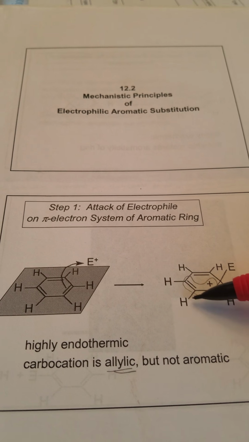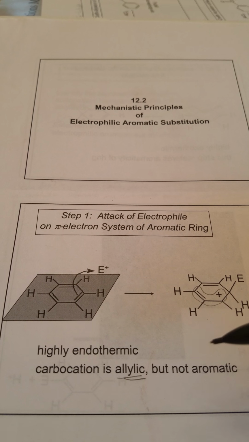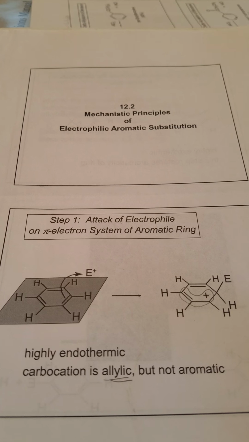So it does reduce the stability of the benzene ring because it reduces the number of carbons that are involved in the conjugated system, but it's still a relatively stable type of carbocation.